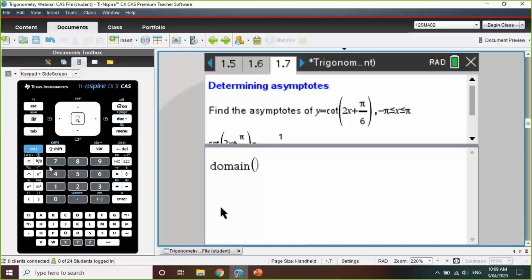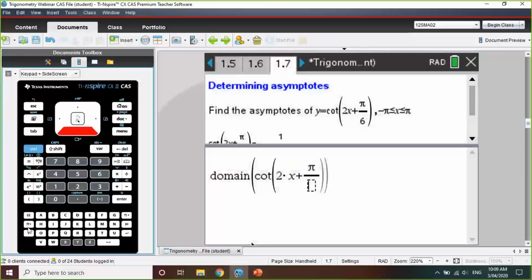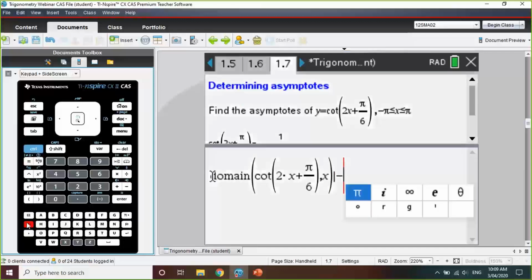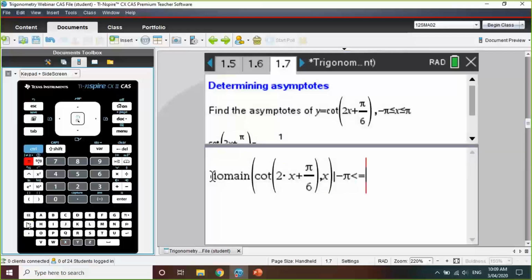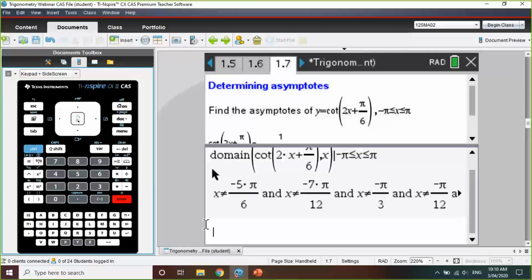So we're going to type in our cot, so trig cot, 2x plus pi over 6, comma x. And then I can put in my domain restriction just like the solve command or like I just sketched then. So Control equals, get my vertical line, and then I can go about using negative pi less than or equal to x, less than or equal to pi. Right. So what they're telling me is that x can be anything except for these values.